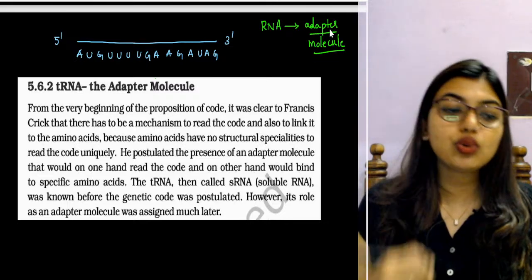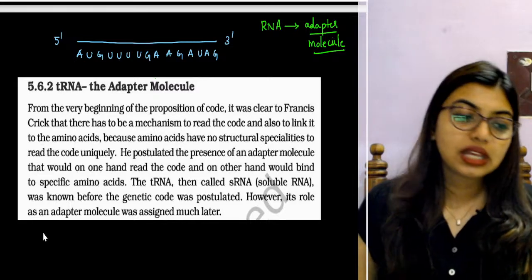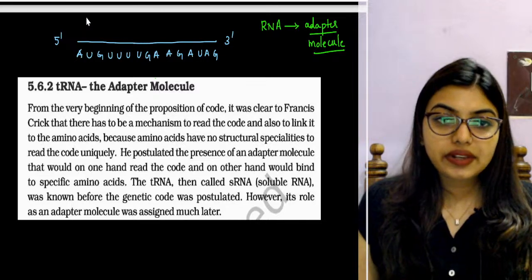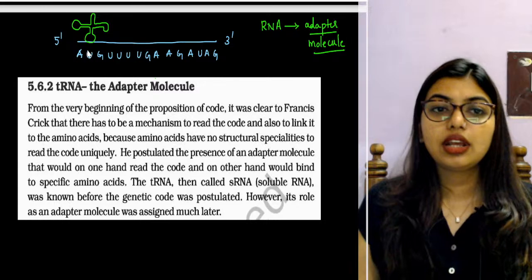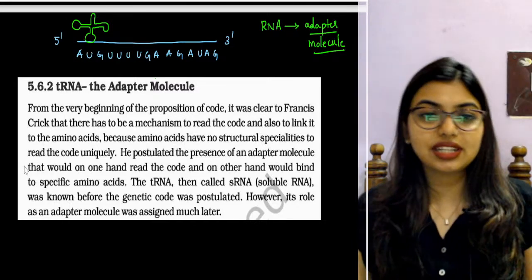An adapter molecule who is going to do the job of reading. So this reading is going to happen because of your tRNA. It is going to read these codons and code for the amino acids. Now I don't know how I've drawn it, but you understand, no?